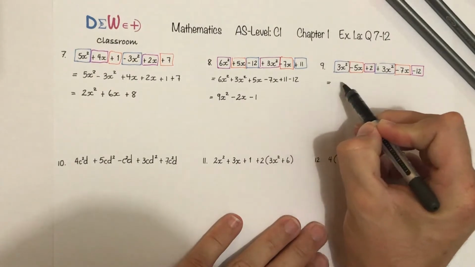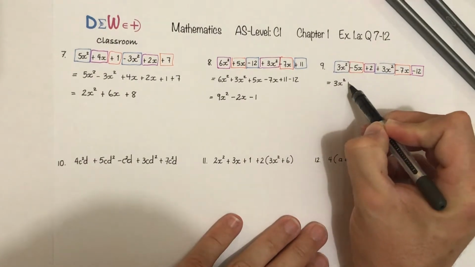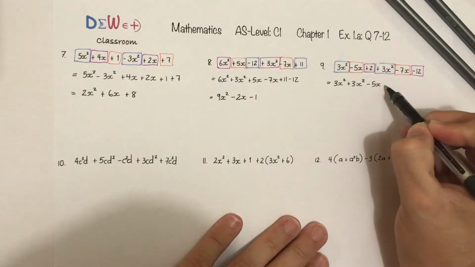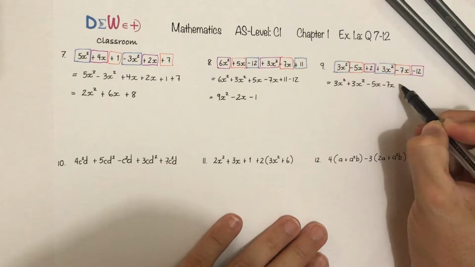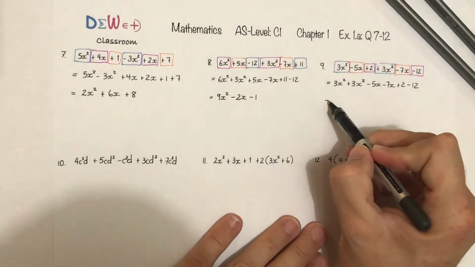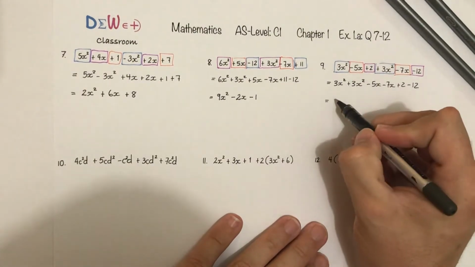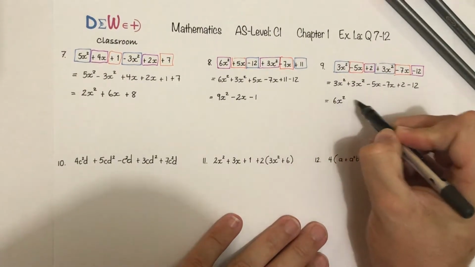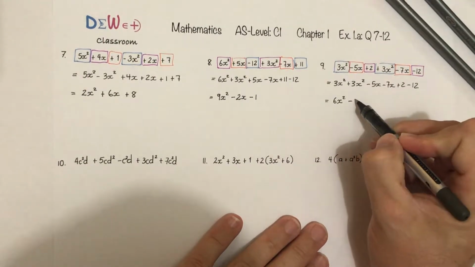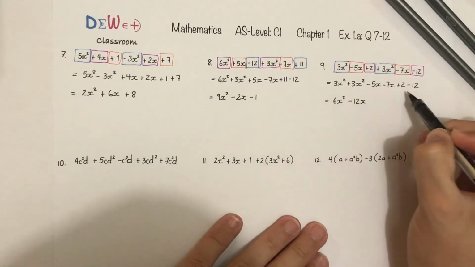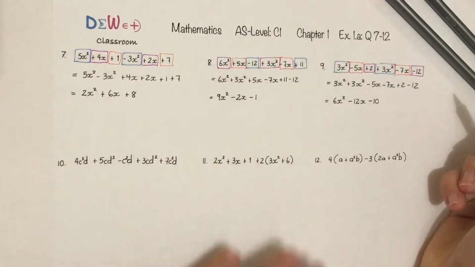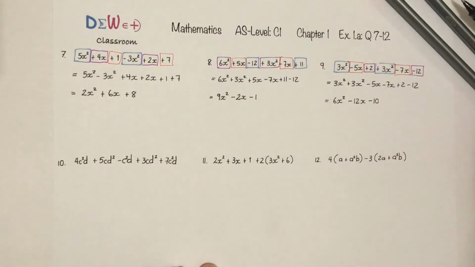So in this case, we have 3x squared plus 3x squared minus 5x, this is the orange, minus 7x plus 2 minus 12. And in this case, we add. 3x squared plus 3x squared gives us 6x squared. Minus 5x minus 7x will give us minus 12x. Plus 2 minus 12 will give us minus 10. And that is question number 9.